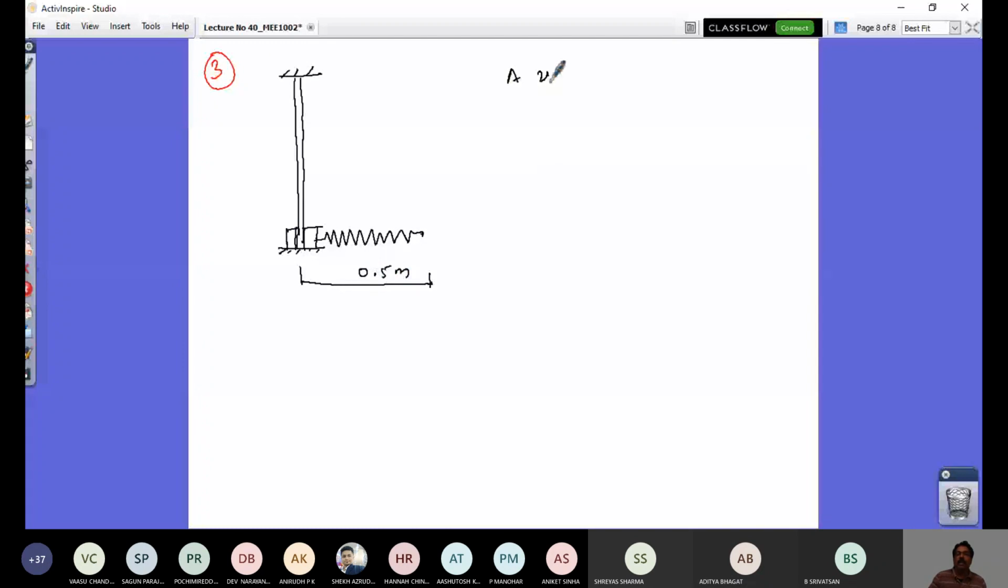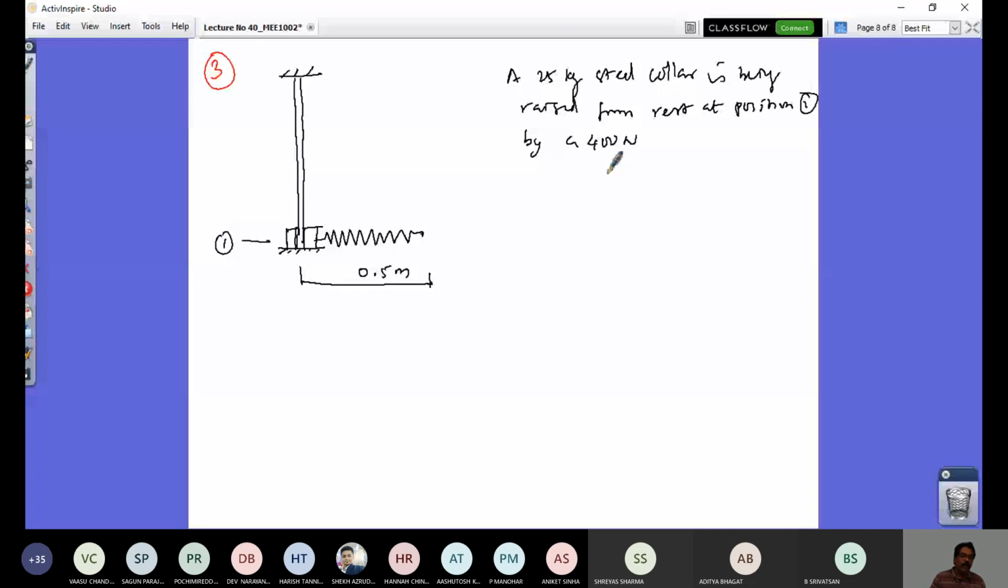A 25 kg steel collar is being raised from rest at position 1. So position 1 is here. This is position 1. It is being raised from a rest condition by a 400 Newton force.